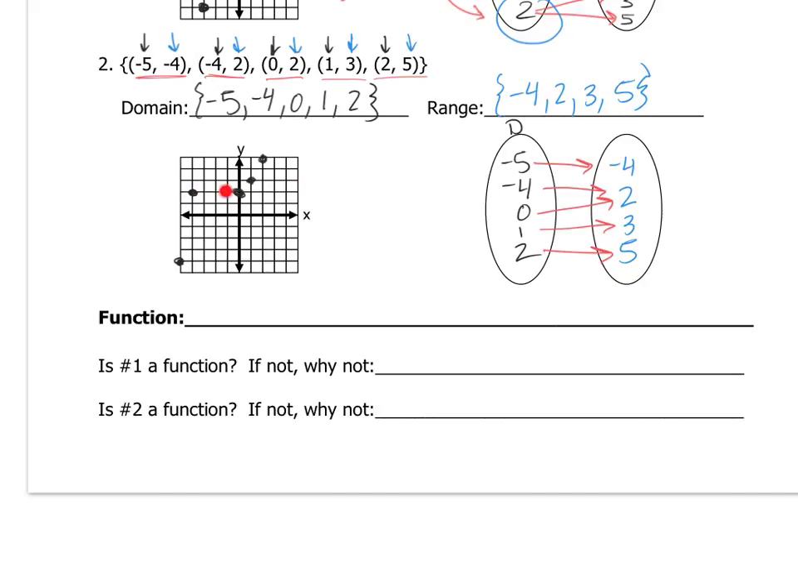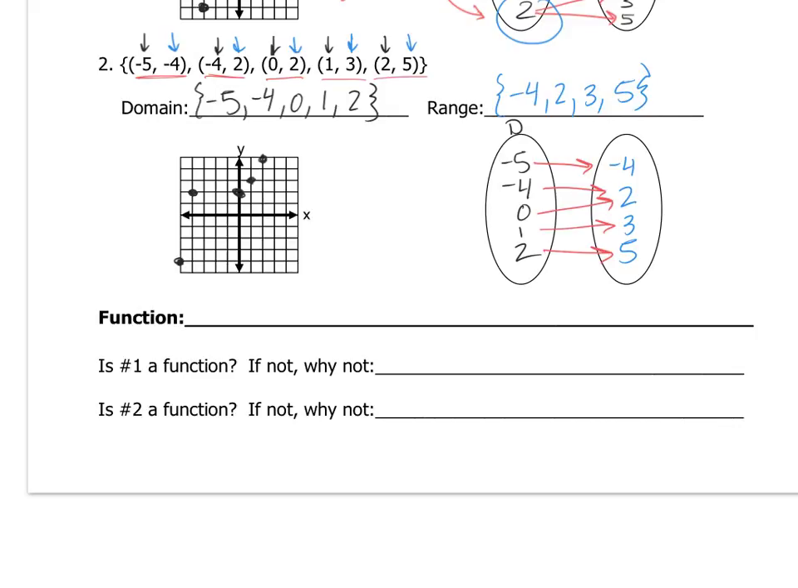In other words, just because these guys are on the same horizontal line, it doesn't matter. Same thing here. I can check my Easter eggs. As long as all 5 of these numbers only go to one number in the range, then we're in good shape. It looks like the -5 only goes one place, the -4 only goes to one place, the 0 only goes to one place, the 1 only goes to one place, and the 2 only goes to one place.